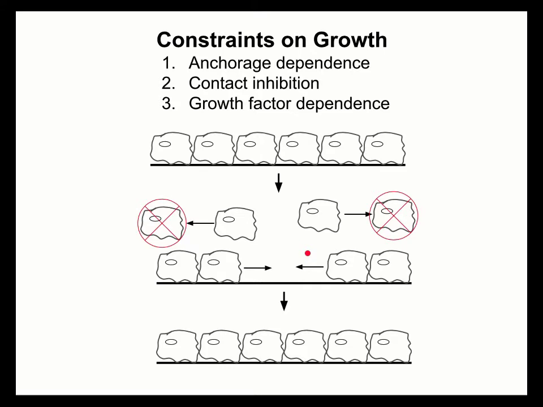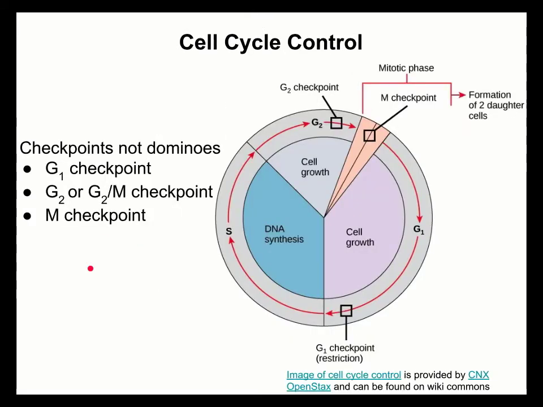What I've described so far is all normal biology. But in cancer, these constraints on cell division break down. In other words, cancer cells are anchorage independent. They're not contact inhibited, and they're growth factor independent. Before we talk more about cancer, let's talk about how the cell cycle is normally controlled.